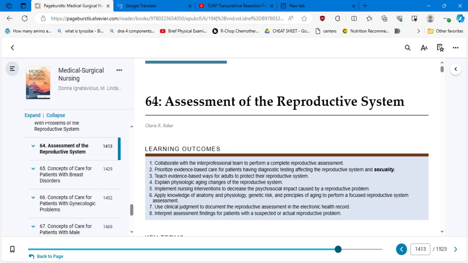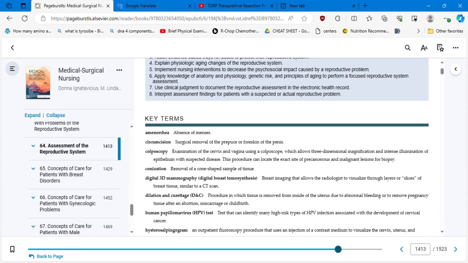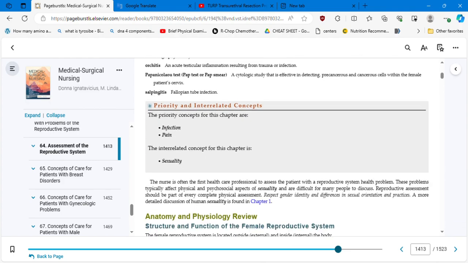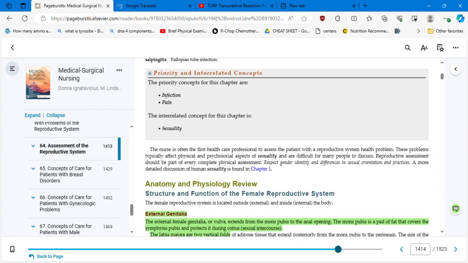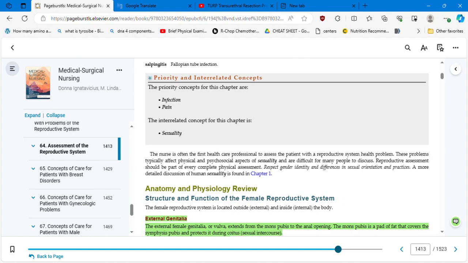Hello students, welcome to chapter 64, assessment of the reproductive system. As I told you in the class, you're going to see in my comments here some hints that are good to know. Those are good hints for the final and for the quizzes.